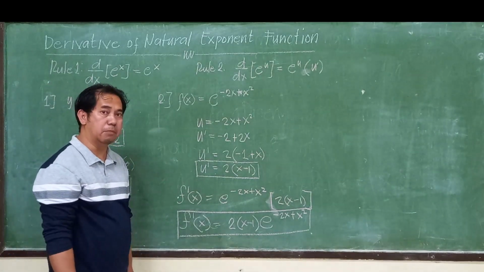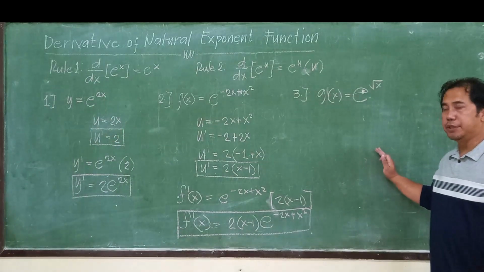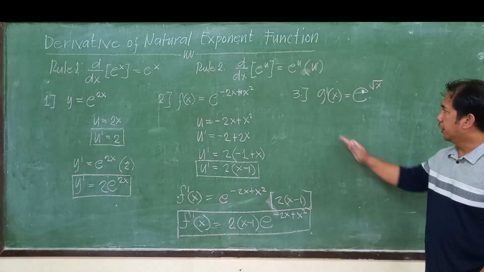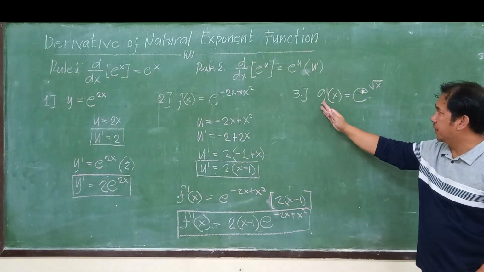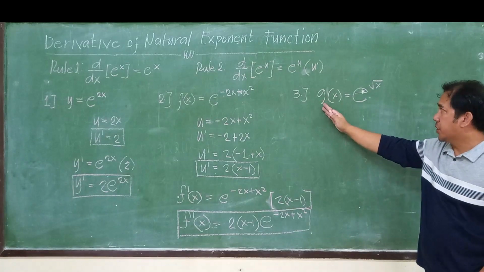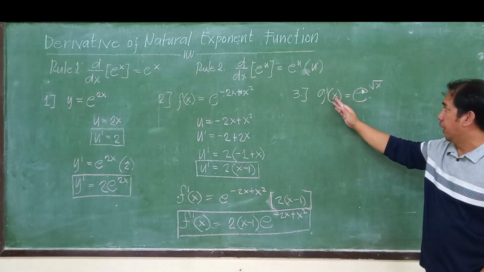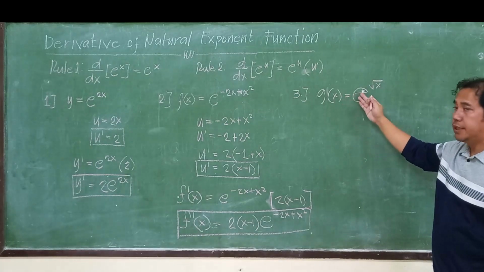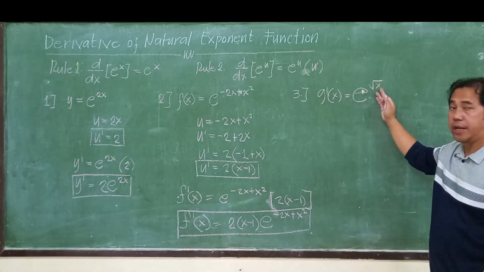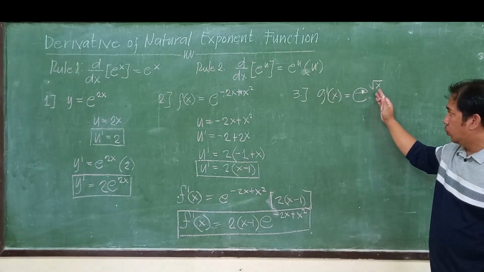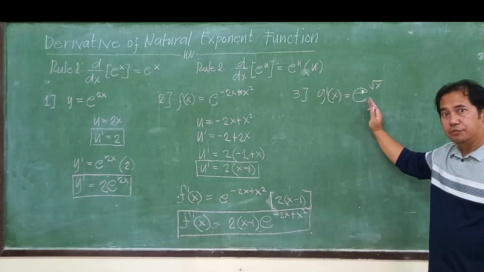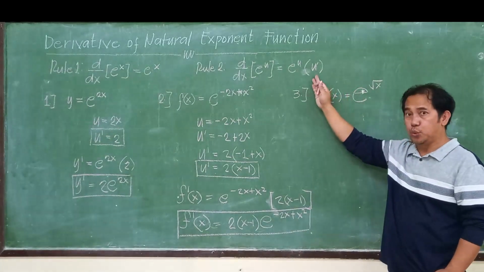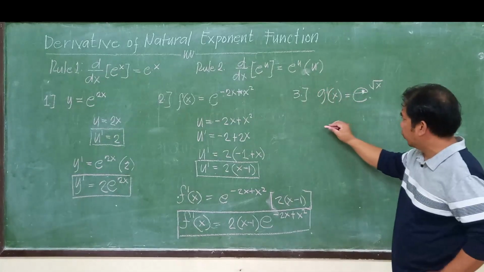Okay, what about the example number 3? So we have in here the number 3. In our number 3, it says in here, what is the derivative of g of x, which is equal to e raised to the square root of x? So to do this one, again, always identify the u. Okay? So what is the u here?